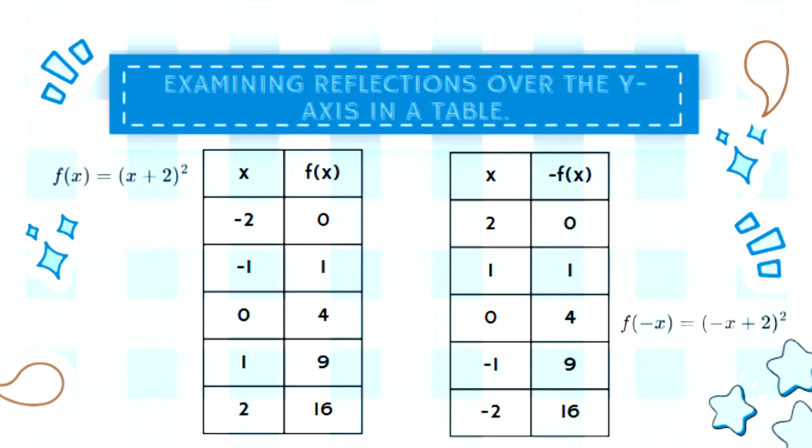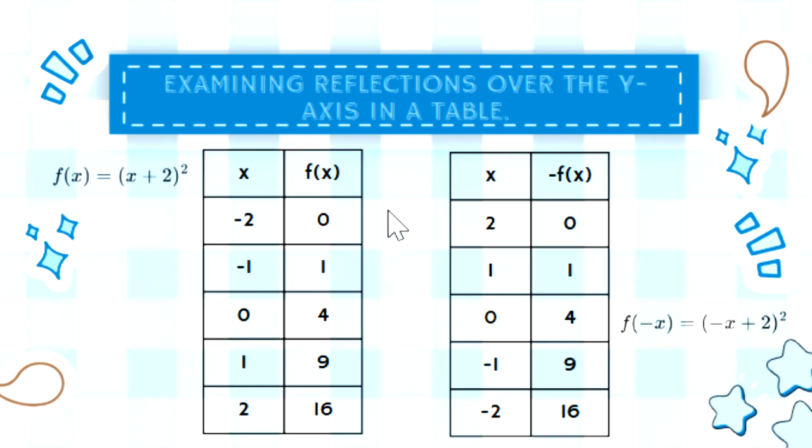Examining reflections over the y-axis in a table. So here we have our original formula, which is f of x is equal to (x plus 2) squared, and our transformation, f of negative x is equal to (negative x plus 2) squared. So the only thing that changed here was the x. The negative is not on the outside of the parenthesis this time, it's just the x that changed, okay?